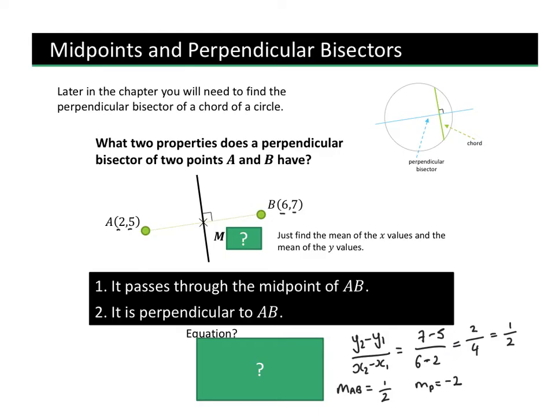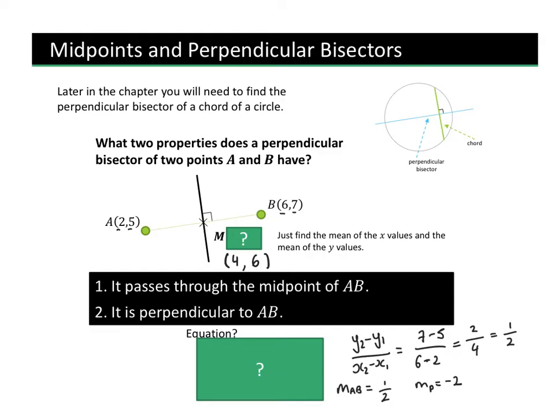Now, if we were to find the equation of the perpendicular bisector, we need 1 point on this line. Now, in our case, it's going to be M, which is the midpoint. To find the midpoint, you can add the two values together and divide them by 2, or you can find the mean. For us, though, it's quite easy to see that the midpoint between 2 and 6 is 4, and between 5 and 7 is 6.